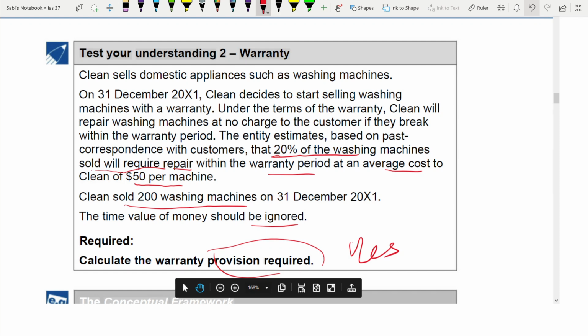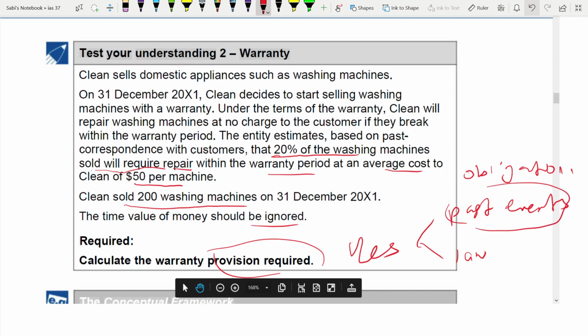Now I will ask you a question: why? You need to ask two types of question. If it's a yes, is there a past event? Does the past event create a constructive obligation or a legal obligation? The word obligation should be there, due to history or law. Either one of these has to be there. So how do you know? Because they told us, based on past experience, 20%. Sorry, this is not a constructive obligation, but a legal obligation, because it has a past event. Because the sale has taken place, this creates a legal obligation. That means in the future, you have to repair the machine.